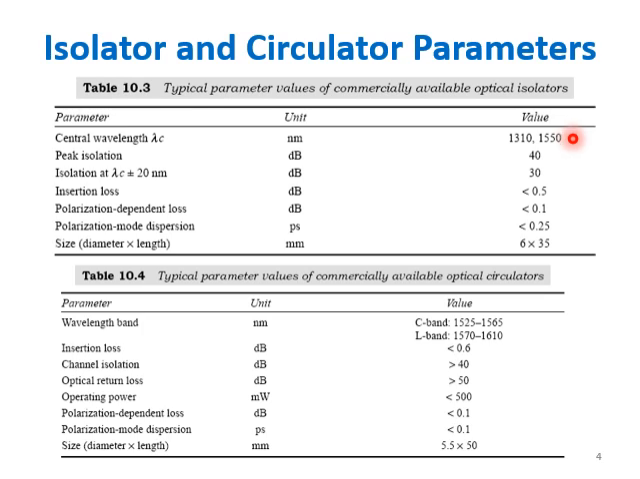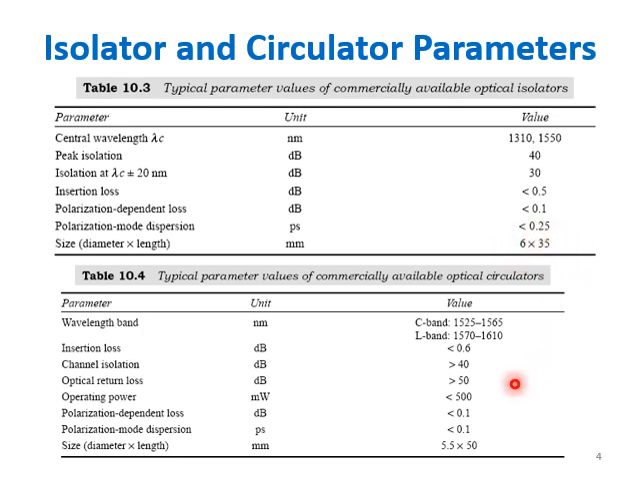It is defined in terms of 1310 or 1550 nanometers, the wavelength possibilities for optical isolators, and the isolation value can go up to a maximum of 40 dB. The insertion loss also needs to be less than 0.5 dB, and the size, if you look at the diameter into length of the optic fiber, should be 6 cross 35 millimeter.